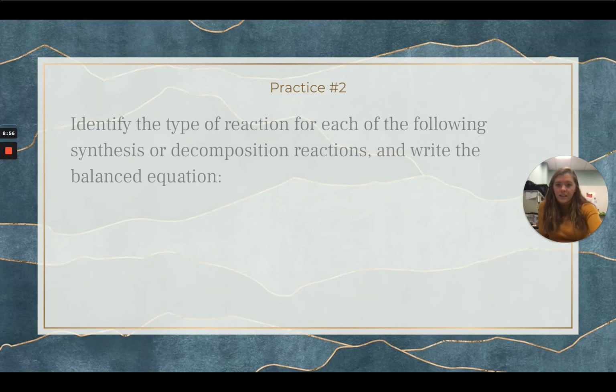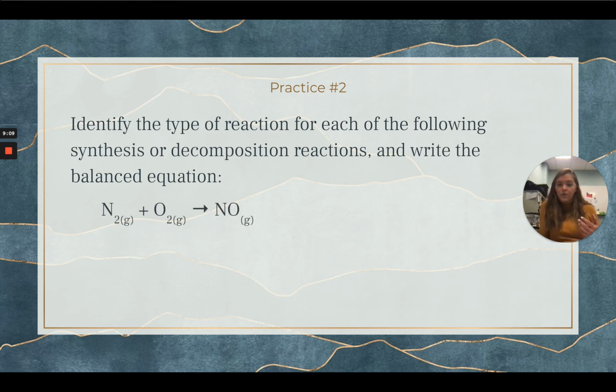Let's do some more practice. So, identify the type of reaction for each of the following as synthesis or decomposition reactions and then write your balanced equation. So, if we have N2 plus O2 yielding NO gas, is that synthesis or decomposition? Of course it's going to be synthesis.